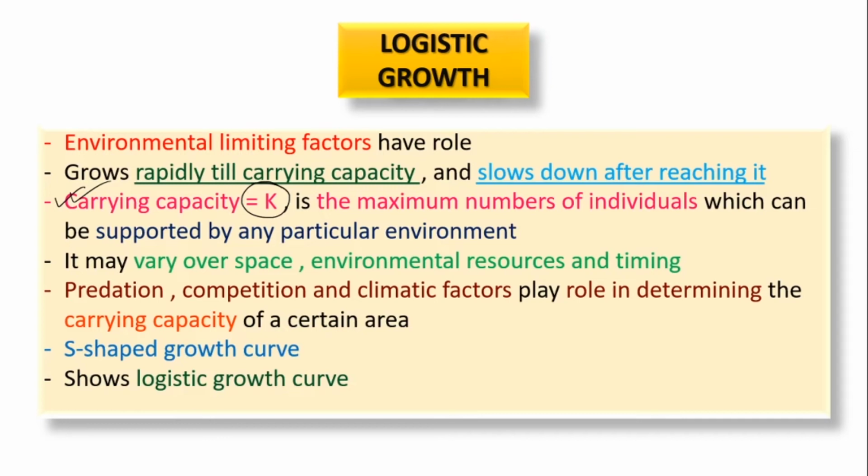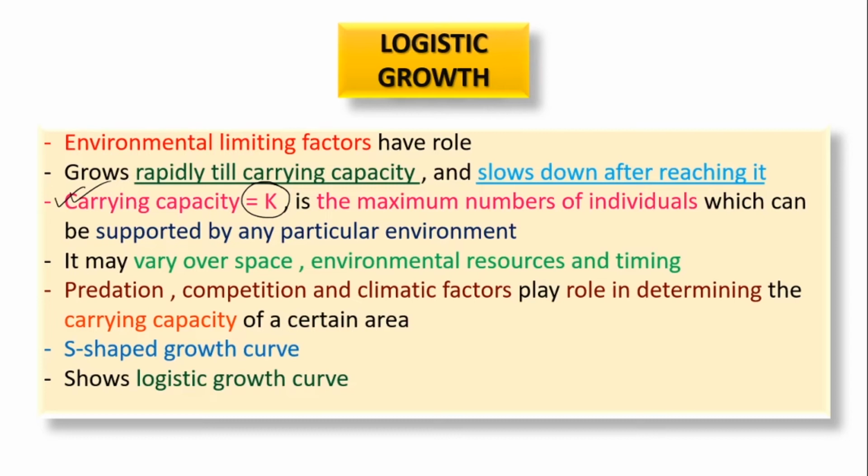These environmental resources may be either space, food, timing, etc. And here population can be limited by abiotic factors as well as biotic factors. The abiotic factors here are the environmental limiting factors, for example, water, air, light, temperature, and so on.